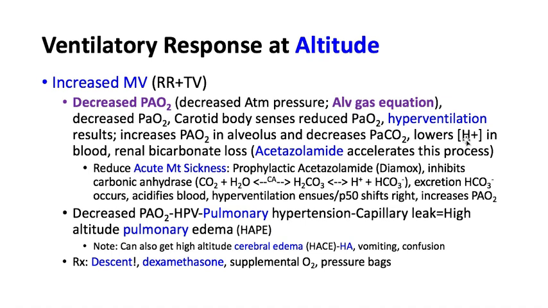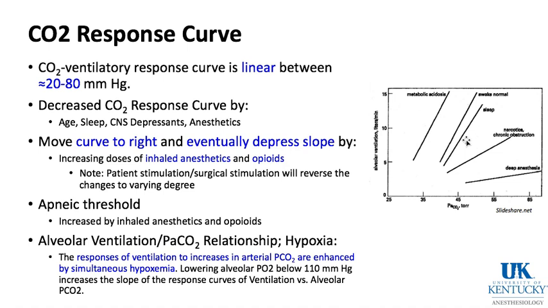You can also get high altitude cerebral edema, which is called HACE, as opposed to the high altitude pulmonary edema, which was called HAPE. If you get a headache and vomiting and confusion at high altitude, you need to get down very rapidly. Descent, dexamethasone occasionally can be used and is somewhat helpful. Supplemental oxygen, and even putting someone in a pressure bag to raise that atmospheric pressure back up towards normal as treatments. CO2 response curve is the next keyword.